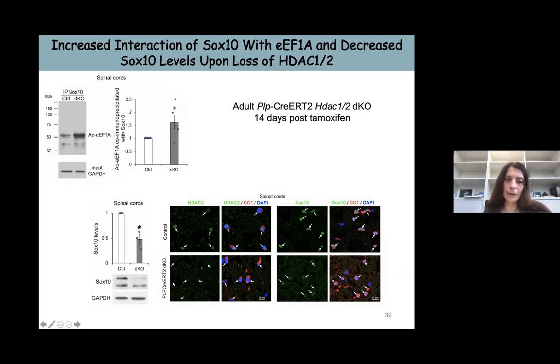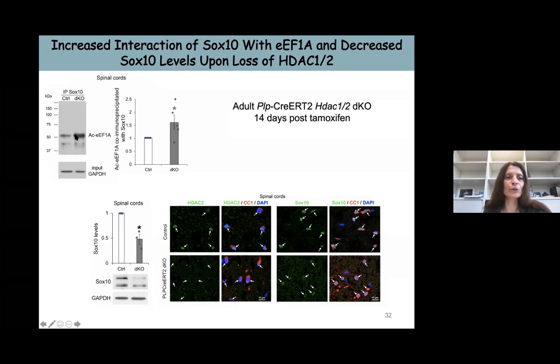So you can see here immunofluorescence in the double knockout of HDAC2 compared to control in the CC1 positive cells. In mature oligodendrocytes, you see that's mostly gone, and the levels of SOX10 are very, very low too. This is the same, but by Western blot analysis. Then we did the IP of SOX10 in the double knockout as compared to the control.